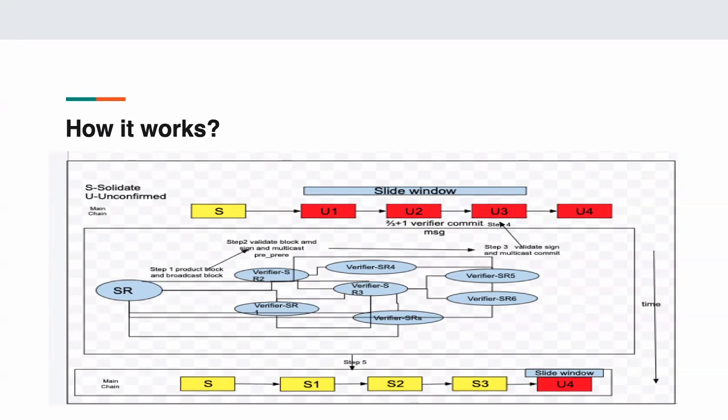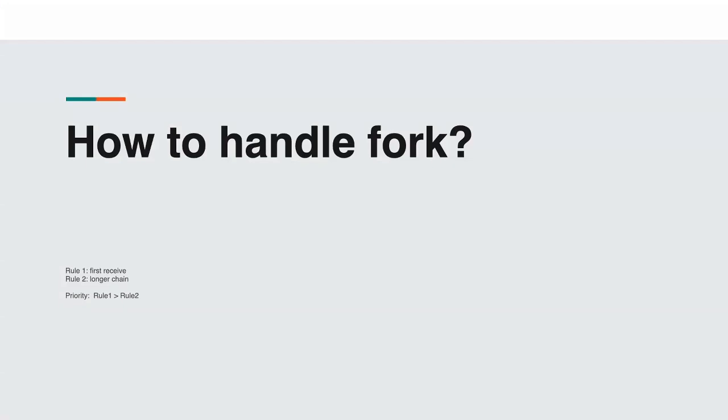Okay, sure. So how do we handle fork? We have 2 rules. The first rule is first receive: whoever receives the 2f+1 PBFT message can confirm the block. Then rule 2 is always choose the longer chain. If no node has received 2f+1 PBFT messages, at this time we always choose the longer chain.